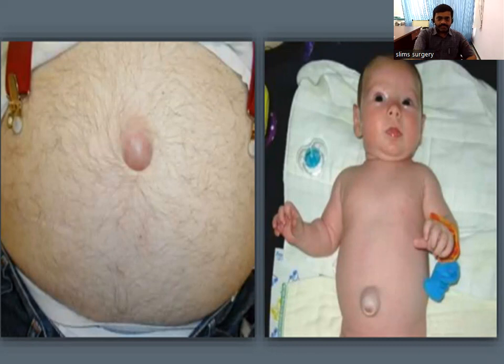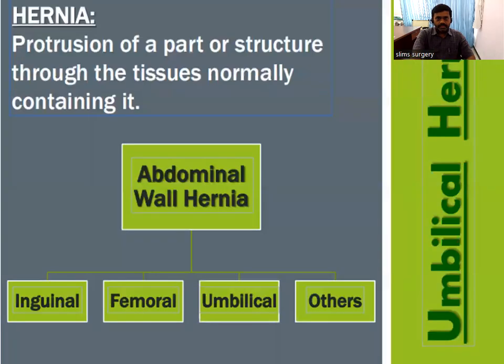So this is common in the case of male, common in adult patients. In pediatric patients, the swelling will occur from the umbilical region. So we should know the definition of hernia. It's a protrusion of a part or a structure through the tissue normally containing it. So there are many types of hernia. One is inguinal hernia, second one is femoral hernia, umbilical hernia, and other types of hernias. Umbilical hernia can occur in the pediatric age group as well as in adult age groups.